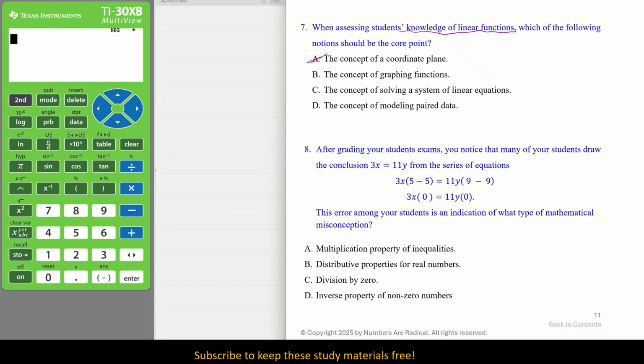Let's look at B. The concept of graphing and plotting, coordinate plane, that's all about the same thing, so I don't see that. Let's look at C. The concept of solving a system of linear equations, that's a totally different topic. It involves linear functions, but it's a different topic. So I don't like that one. Cross your fingers on D here. I hope it's it. D, the concept of modeling paired data.